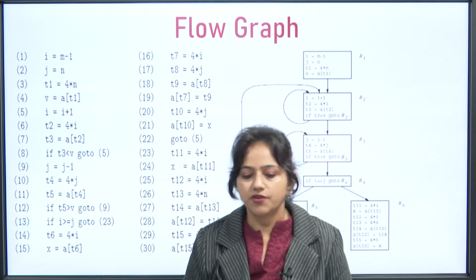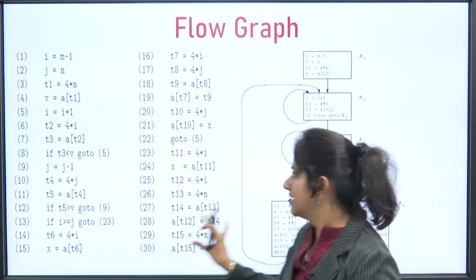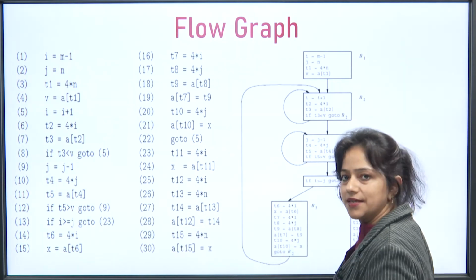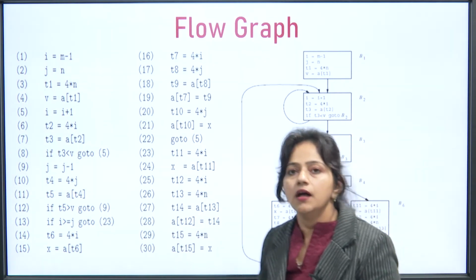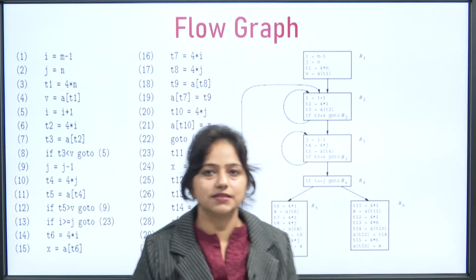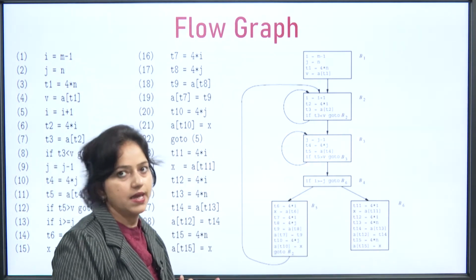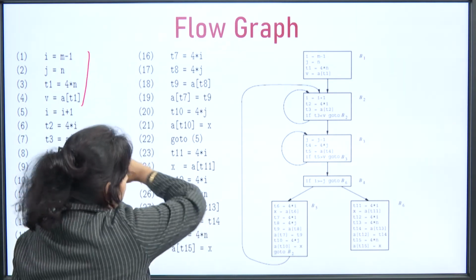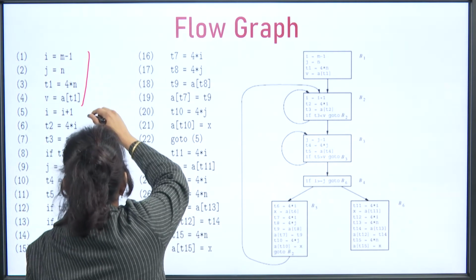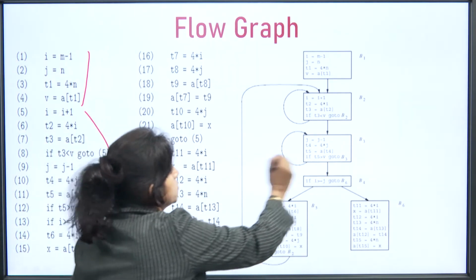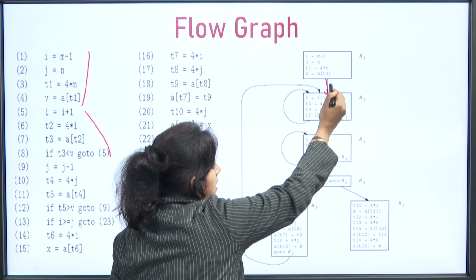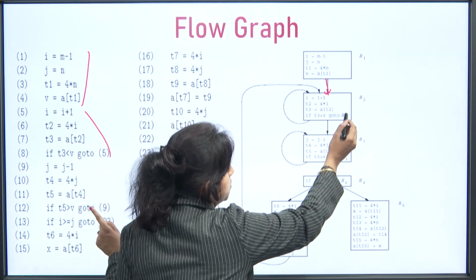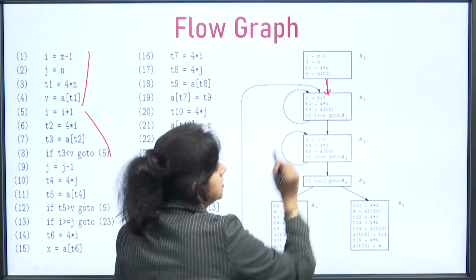In the flow graph we will see this is our code and these are all the blocks B1, B2, B3, B4, B5 and B6. Now we will find the predecessors and successors and mark the flow over here. After executing all the statements of block 1, we will immediately execute block 2, so we will mark the arrow like this. Next, if this condition is met, we will go to block 2, so here we will mark the self loop.